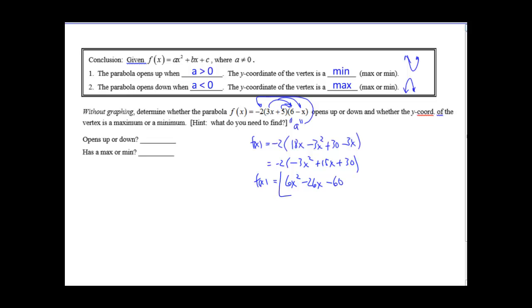If we look right here at the ax squared part, we know that a equals 6. Therefore, since a is 6, it is positive, it opens up. If it opens up, therefore our vertex is a minimum.